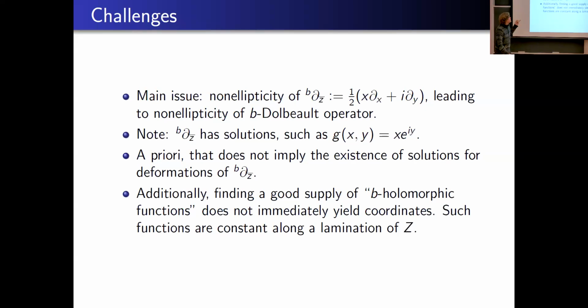And there's a little more to it than that, because in Newlander-Nirenberg, you just want to find a supply of holomorphic functions to get charts. But that's not quite enough here, because the solutions to this operator are constant along Z. You kind of see that with this one. And they're not really going to give you charts. So they may provide you charts, and we show that they do, but you need to do further constructions. So there's two steps. Show that you have enough B holomorphic functions, and then use those to manufacture coordinate systems.